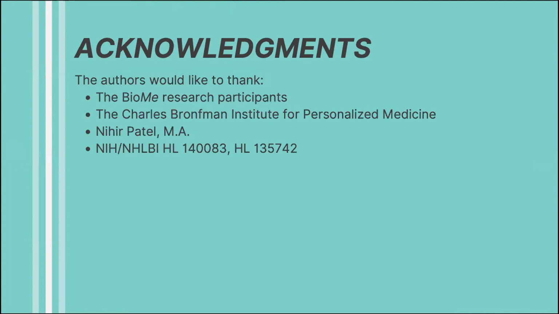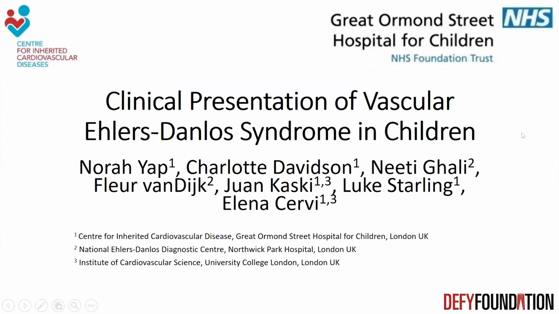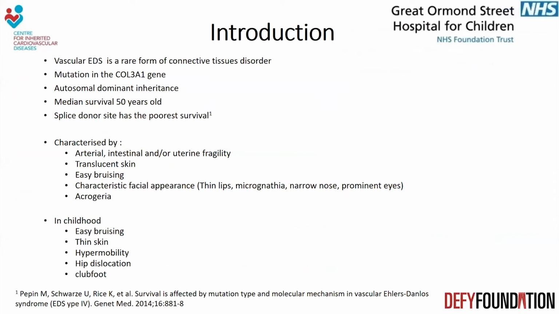Thank you for giving me the opportunity to present our study on clinical presentation of vascular Ehlers-Danlos syndrome in children. A bit of an introduction. We all know that vascular EDS is a rare form of connective tissue disorder caused by mutation in the COL3A1 gene with autosomal dominant inheritance. Undiagnosed, it has poor survival rate, and studies have shown that splice donor site is associated with poorer survival.